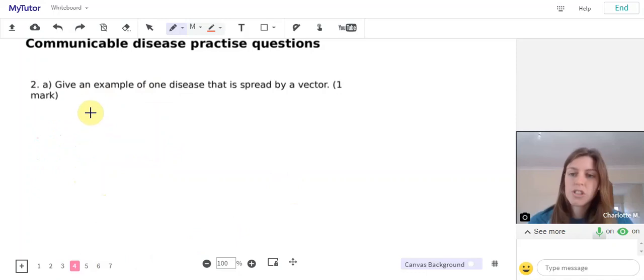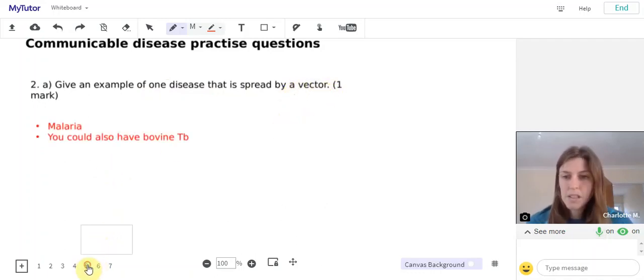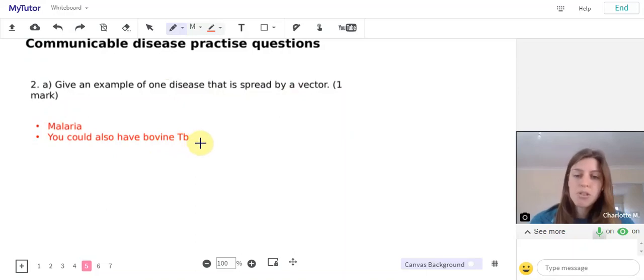Question two, give an example of one disease that is spread by a vector for one mark. Move to the answer. You could have malaria or you could also have bovine TB. Both of those are spread by a vector, which is an animal that spreads a disease without contracting the disease itself.